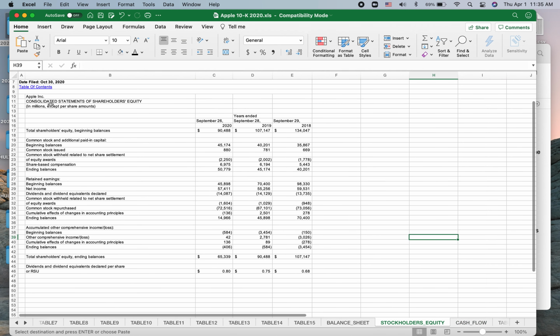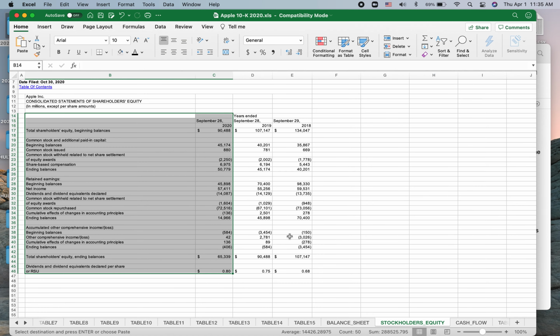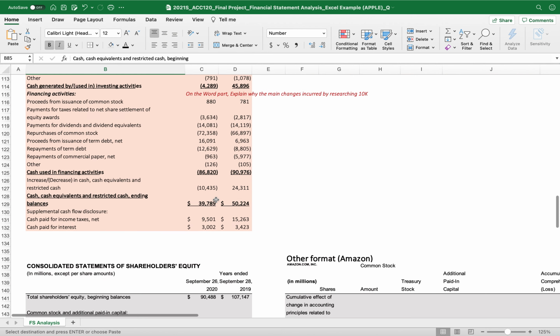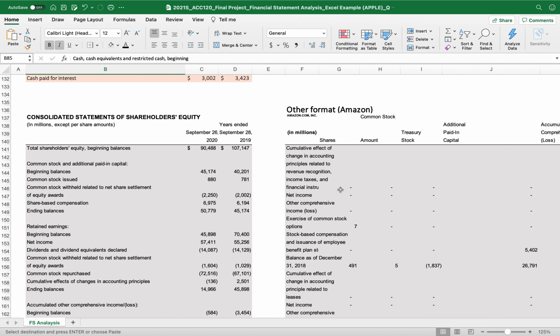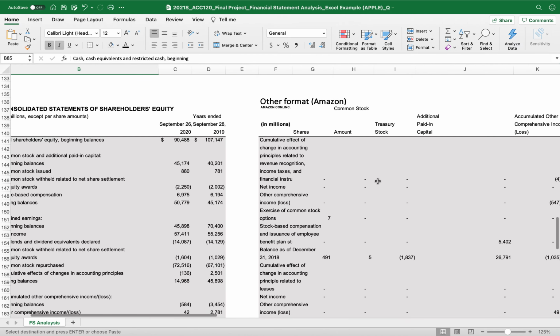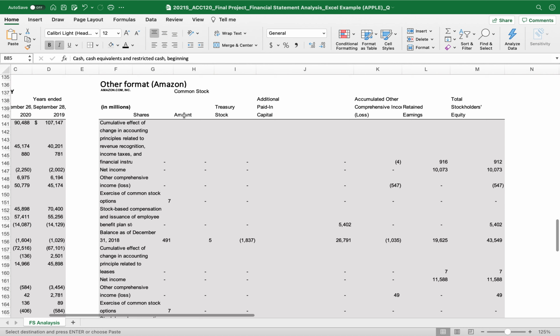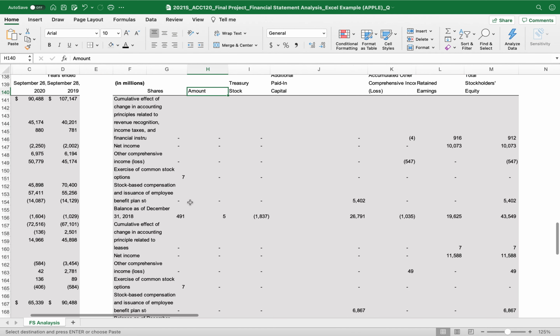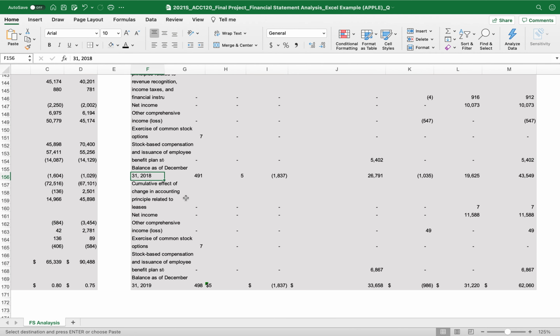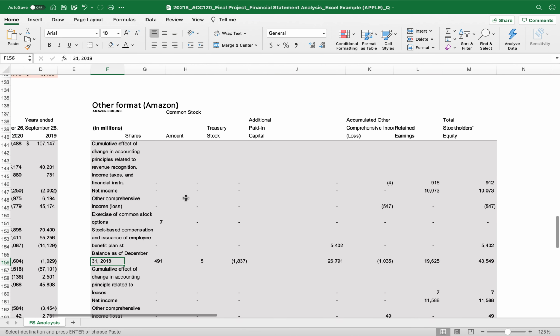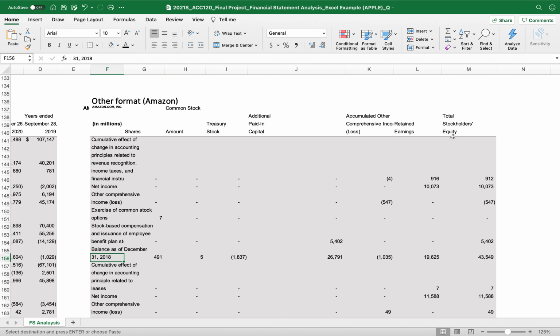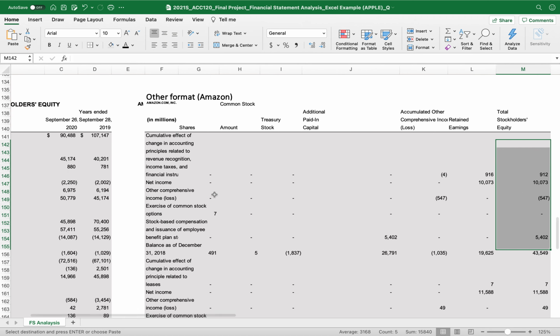For stockholders' equity also, you can just copy all these numbers for the recent 2 years and paste them in here. You might have a different format. Amazon provides it in the horizontal way, like we discussed in class. We have used this, right? The common stock is comprised of additional paid-in capital, treasury stock, and common stock, and then you may copy this for 2019 or 2020, and then the total equity each year.